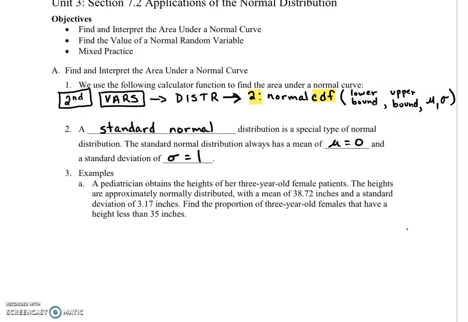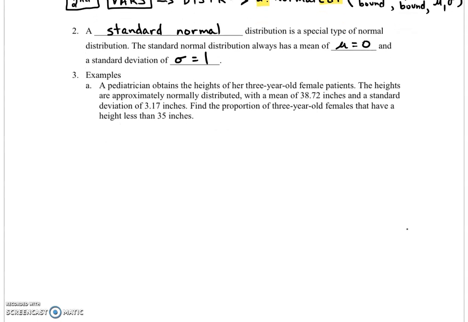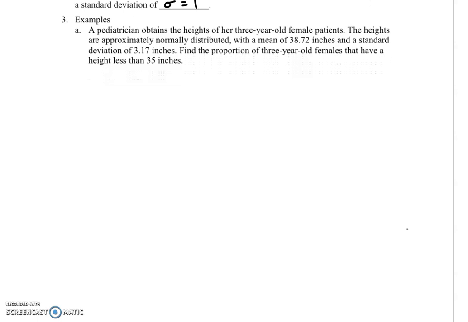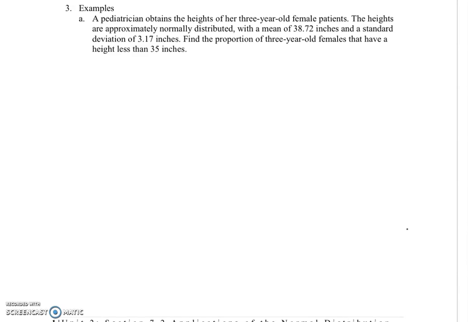So let's look at some examples, and we will just use those to practice using the calculator. So, a pediatrician obtains the heights of her 3-year-old female patients. The heights are approximately normally distributed with a mean of 38.72 inches and a standard deviation of 3.17 inches. Find the proportion of 3-year-old females that have a height less than 35 inches.